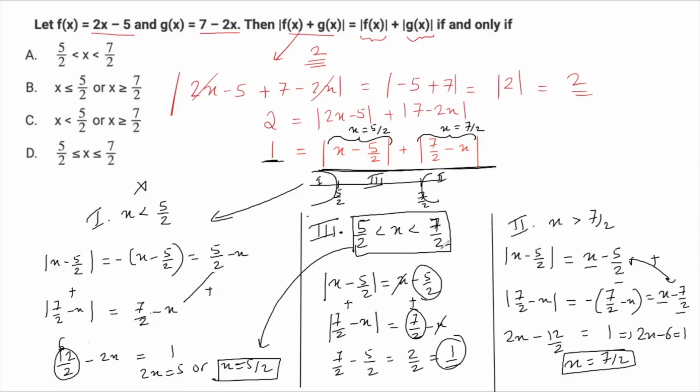And from cases 1 and 2, we also have x equal to 5 by 2 and x equal to 7 by 2. So my final answer will be a combination of these three results. And I will say that x will be greater than or equal to 5 by 2 and less than or equal to 7 by 2. And this is clearly my D option.